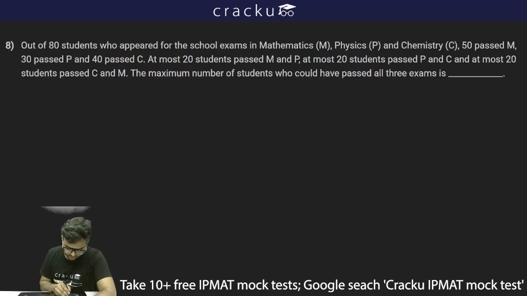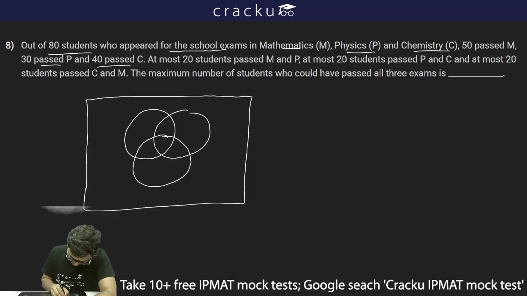Next question is given. Out of 80 students who appeared for the school exams in mathematics, physics and chemistry, 50 passed M, 30 passed P and 40 passed C. So let's draw a Venn diagram for this one. This is math, this is physics, and this is chemistry. So 50 passed M, 30 passed P and 40 passed C.